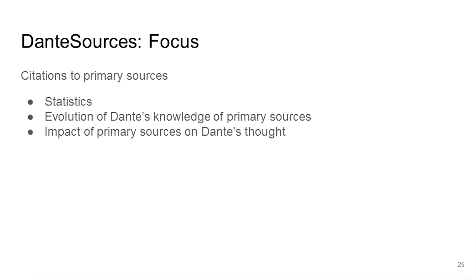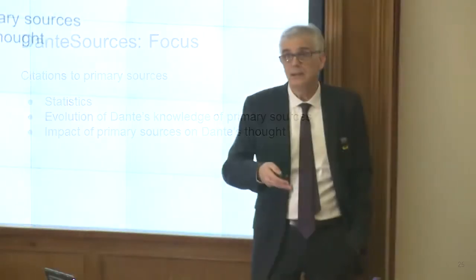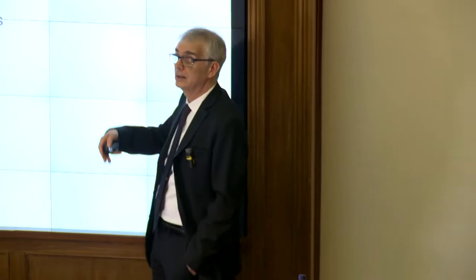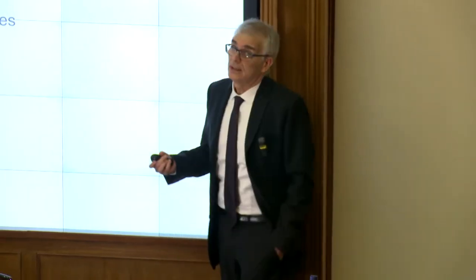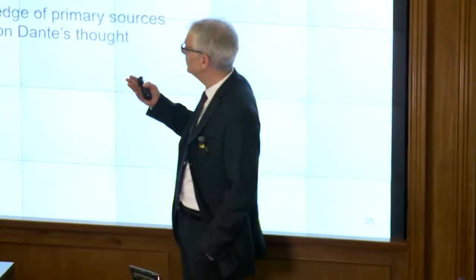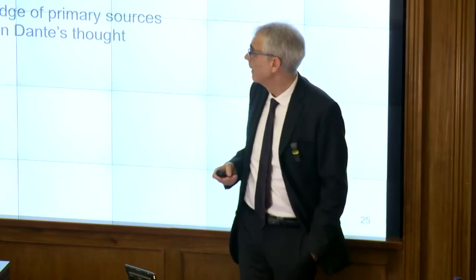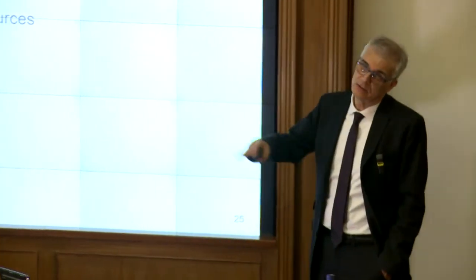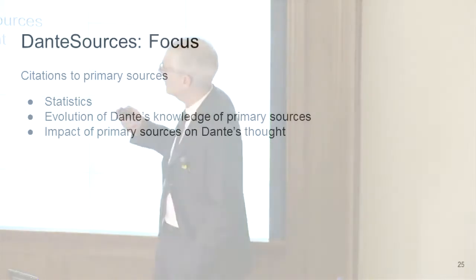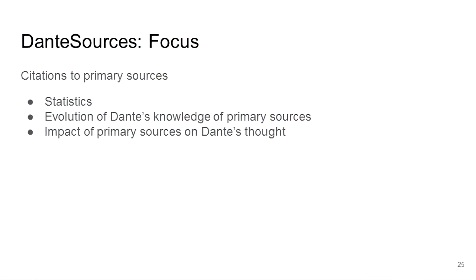The focus of Dante Sources was on giving scholars creating the encyclopedia statistics on how many citations to primary sources there were, in which work of Dante, and to what. The idea was that by studying the way Dante quoted primary sources, it would be possible to obtain an idea of the evolution of Dante's knowledge. This is, of course, outside the scope of the system. The system just displays the statistics, and it's the scholar who draws this kind of conclusion, and then what the impact of primary sources on Dante's thought was.